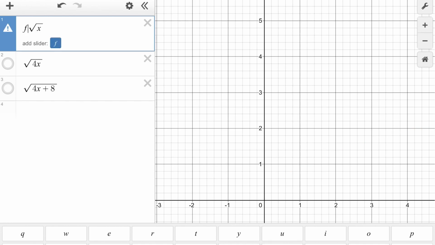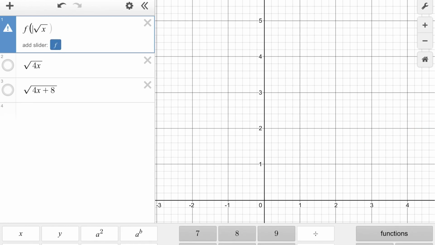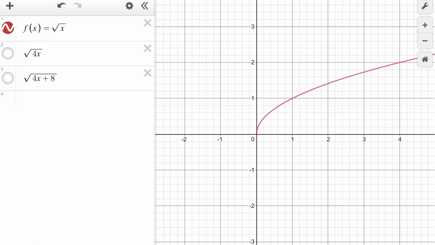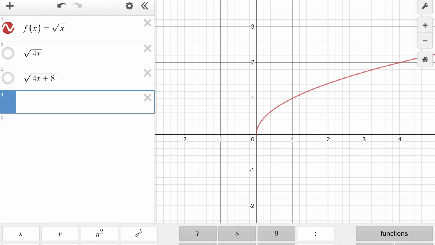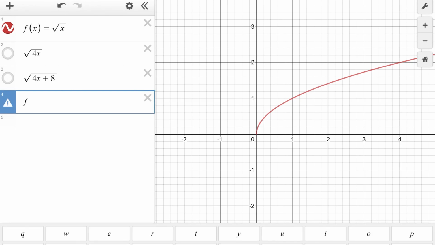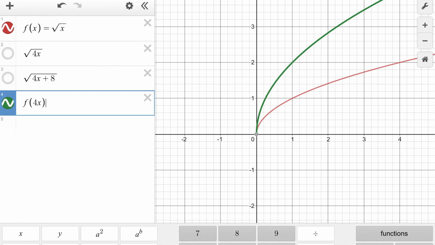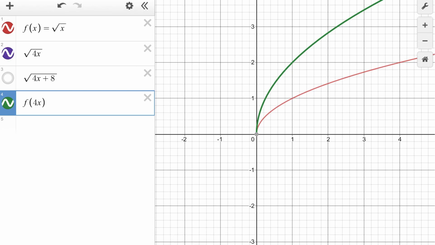We're going to call this function f of x and just use a little bit of function notation. Put the x in there. Okay, there we go. There's our parent function using function notation. I can get the horizontal compression now by just using the function notation for doing a horizontal compression by a factor of 4, which is by plugging in 4x into the function. And notice that gives me the exact same result as when I did that purple statement.